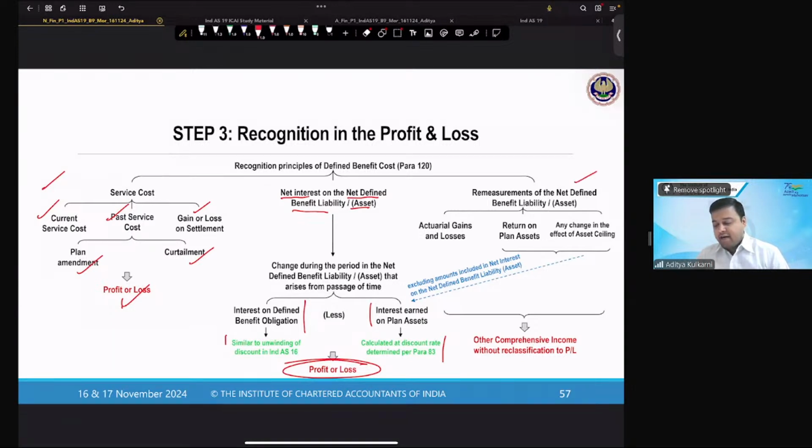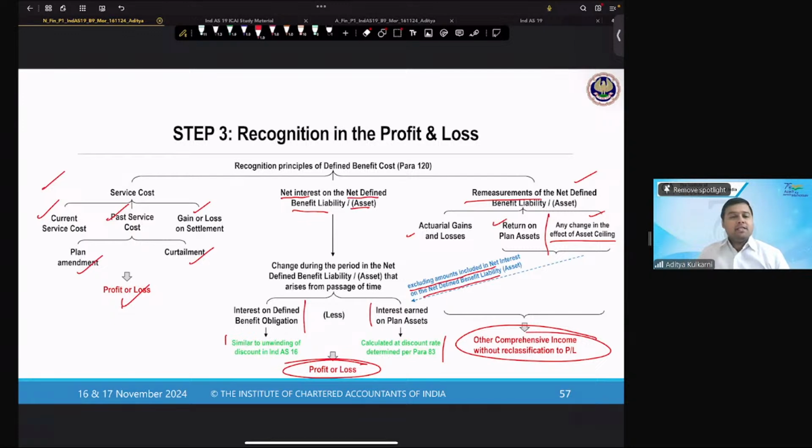Remeasurement of the net defined benefit liability or asset: actuarial gains and losses, return on plan assets, any change in the effect of asset ceiling. These remeasurements will go to other comprehensive income without reclassification. When I talk about any change in the effect of asset ceiling or return on plan assets, it is excluding the interest, because the interest portion goes to the P&L. That is what is mentioned here: excluding amounts included in the net interest on net defined benefit liability or asset.